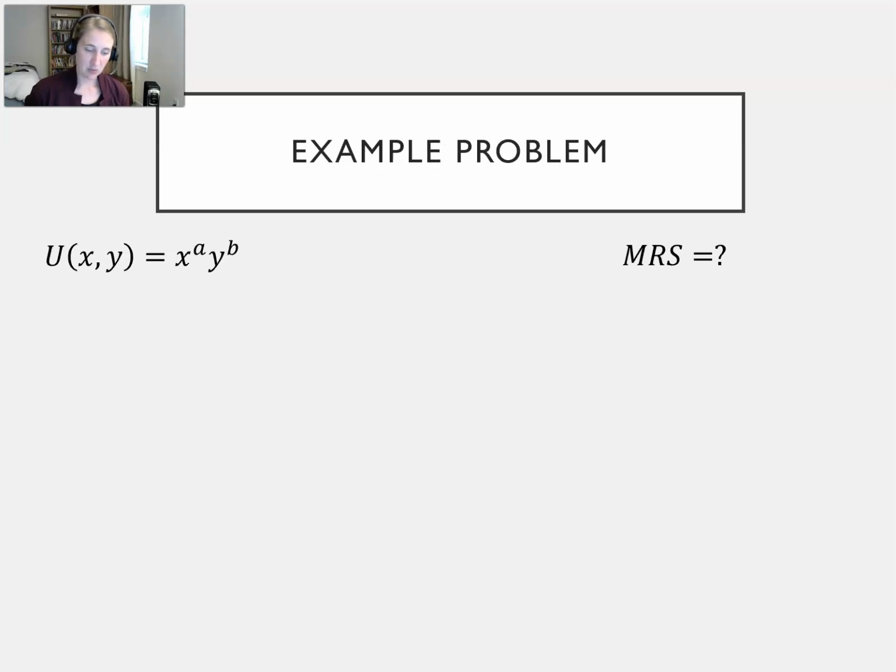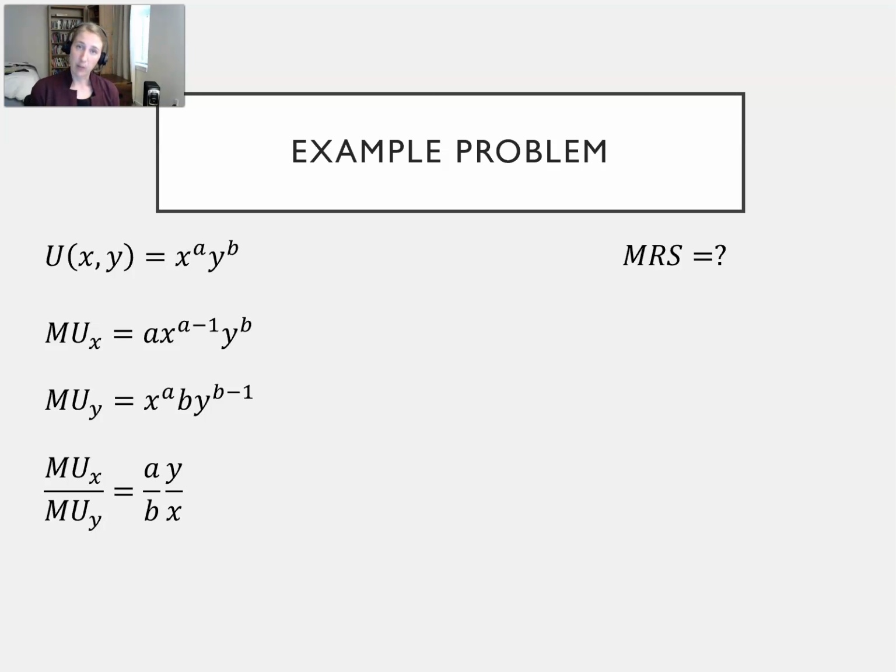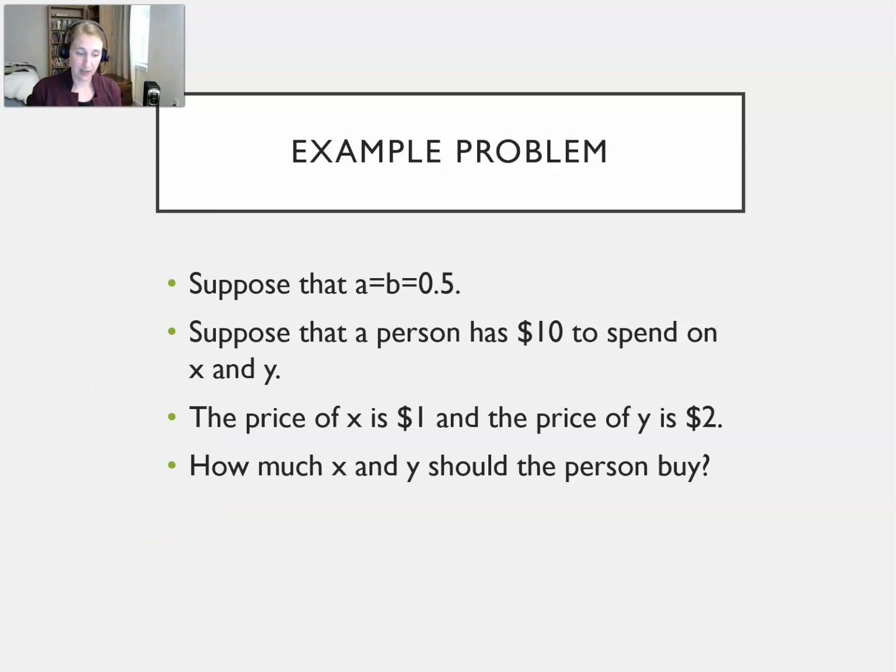And we ended that video by doing an example problem of a utility function x to the a, y to the b, and calculating the marginal rate of substitution. If you remember, we first calculated the marginal utility of x, and then the marginal utility of y. We put them over one another, we simplified, and we come to this expression where the marginal rate of substitution was equal to a over b times y over x. All right, continuing with that example problem.